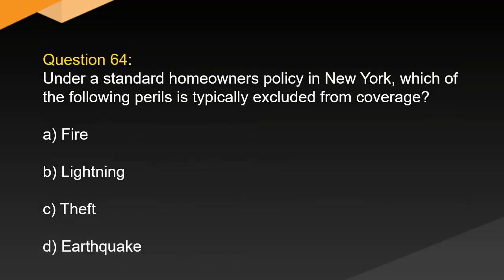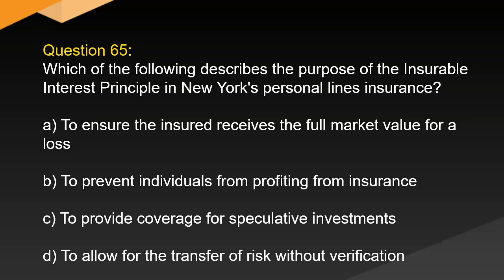Question 64. Under a standard homeowner's policy in New York, which of the following perils is typically excluded from coverage? A. Fire. B. Lightning. C. Theft. D. Earthquake.